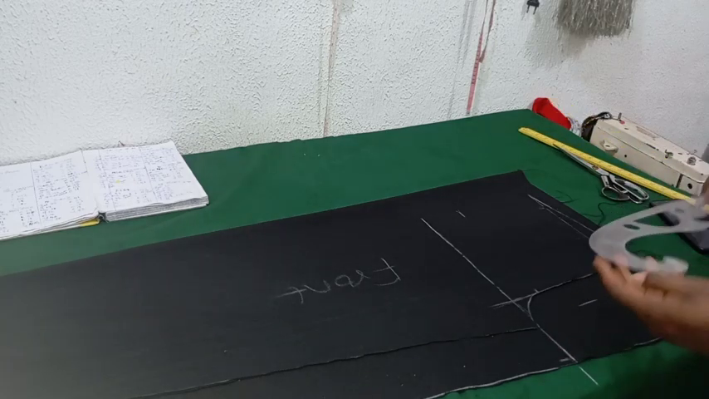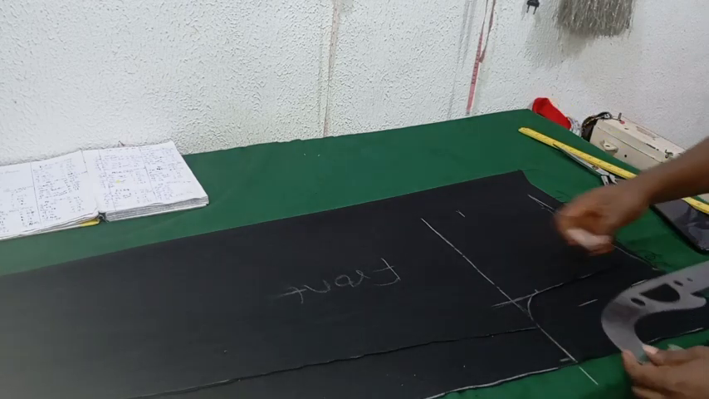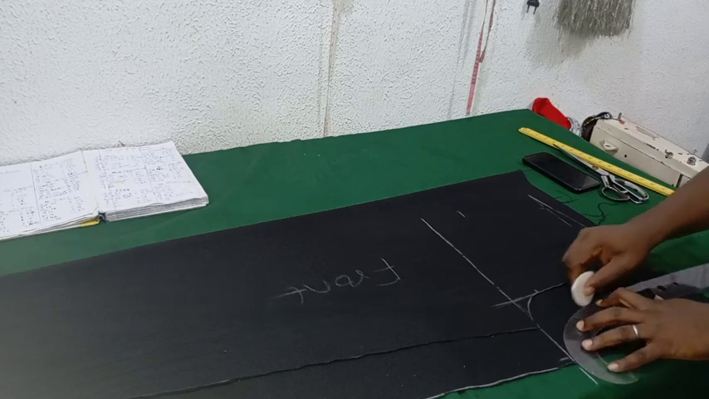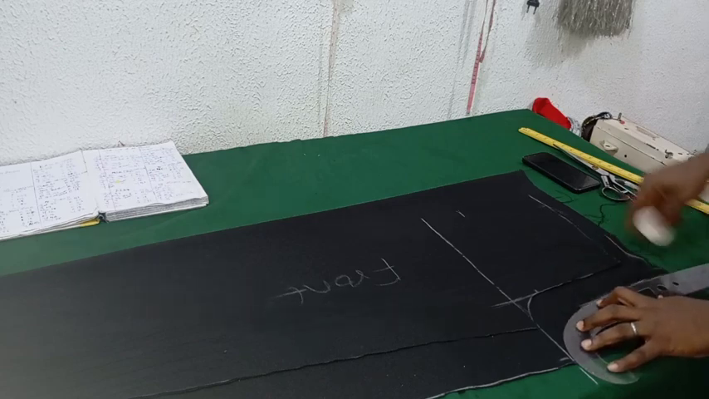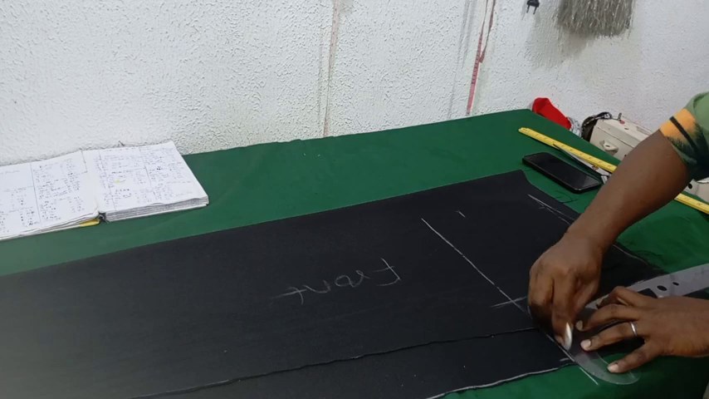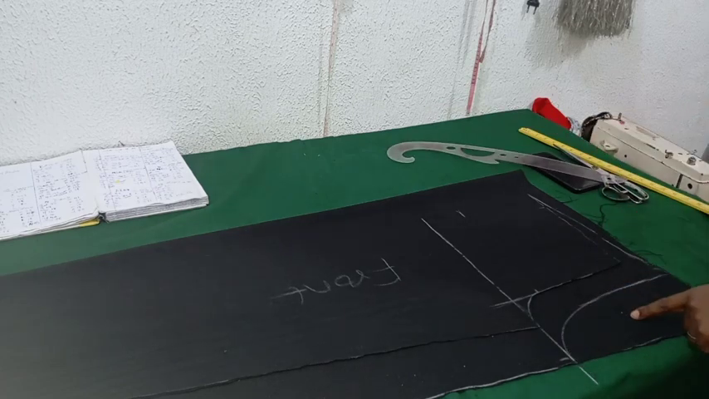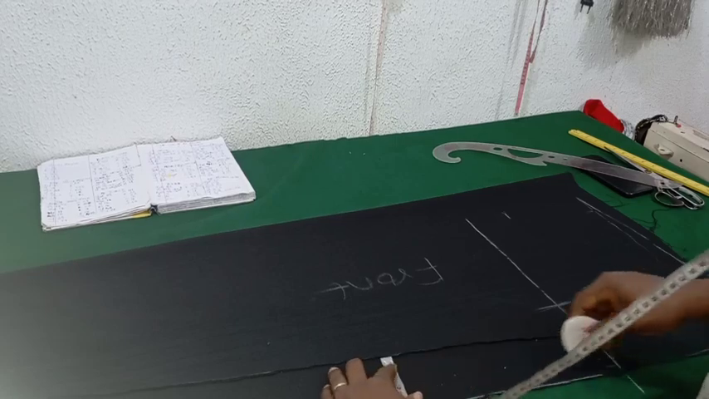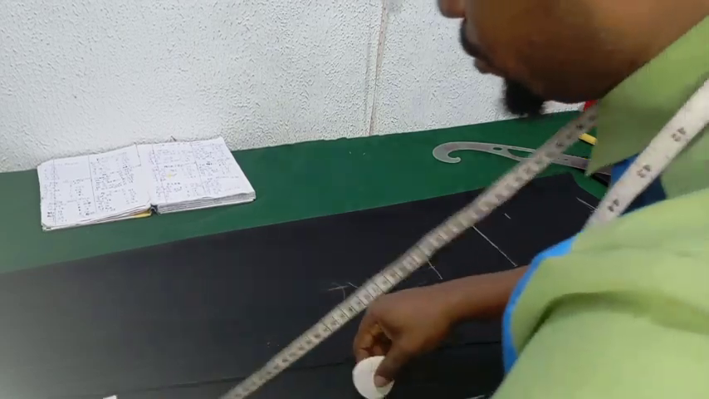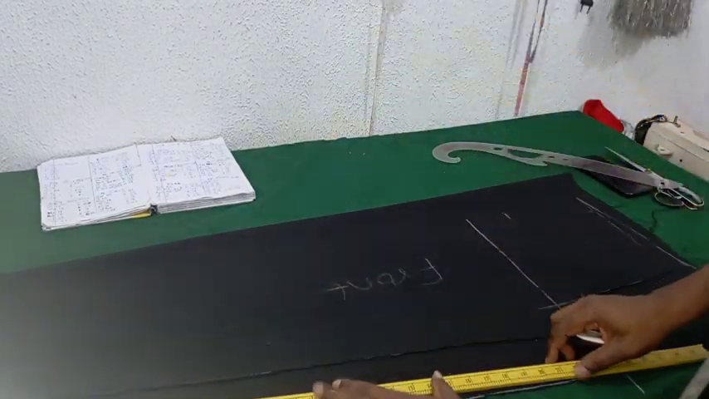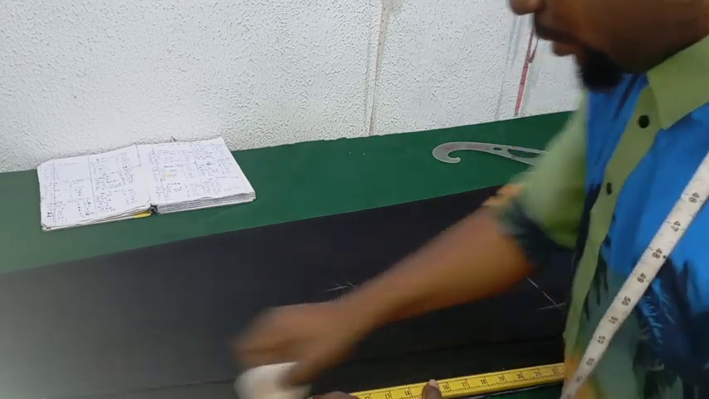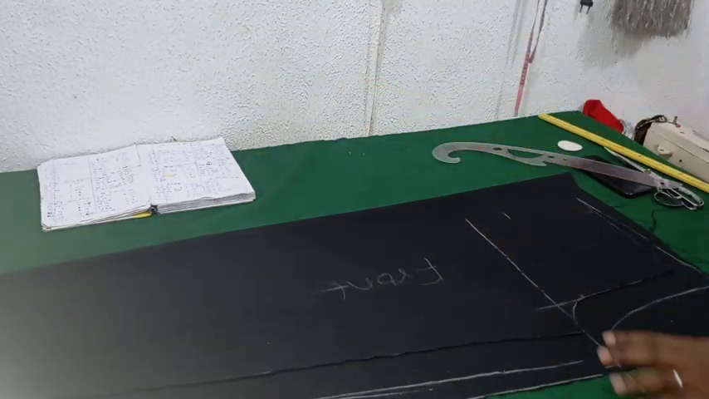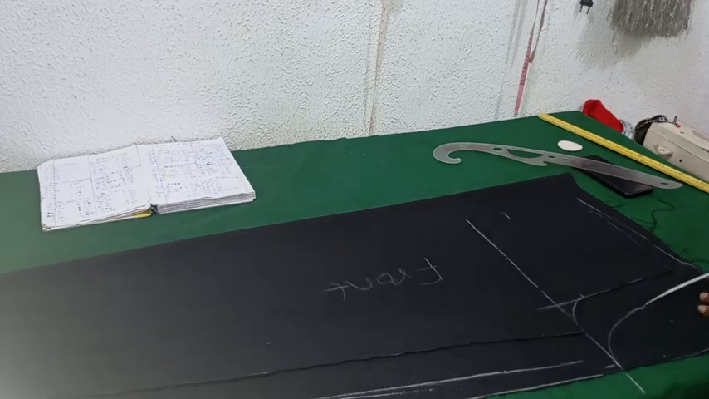Now, at this point, you get your French curve or your free hand, and you connect. Make sure you connect the two lines. This is what we have here. Now, at this point, I give 2 inches downward. Then you connect your lines to 2 inches. Now, we are done with the back panel. Now we'll be cutting this out.